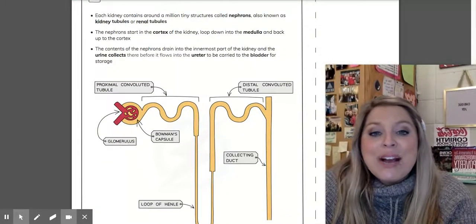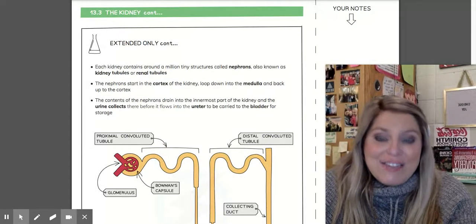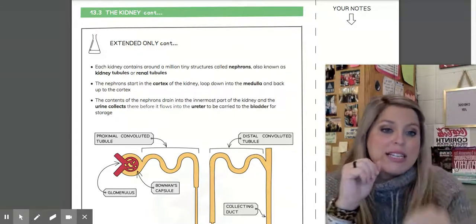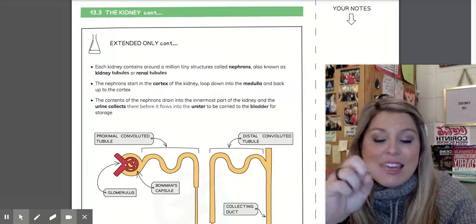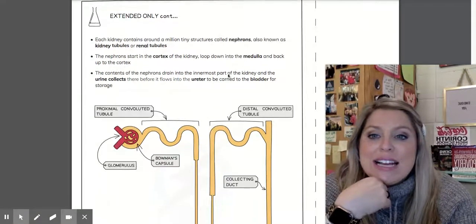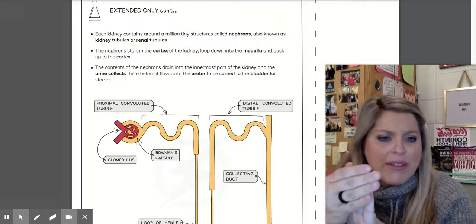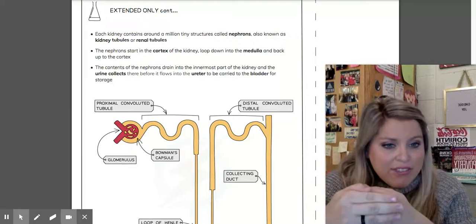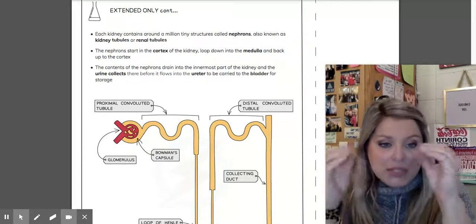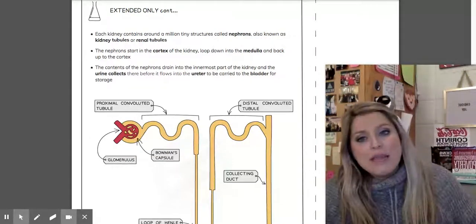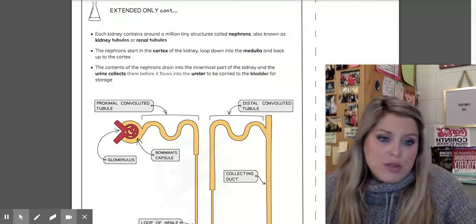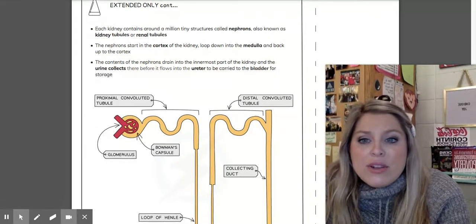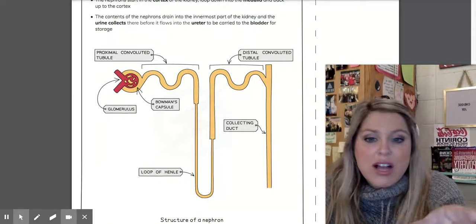Now when we look specifically at the nephron, these are really the filtering units in between that cortex and medulla area in the kidney. Just so you know, in American science, we really just call it the nephron. But in this particular curriculum, you may also see it labeled as a kidney tubule or a renal tubule. So just be able to know the vernacular if you see it listed as both. Let's go ahead and break down the structure of the nephron.